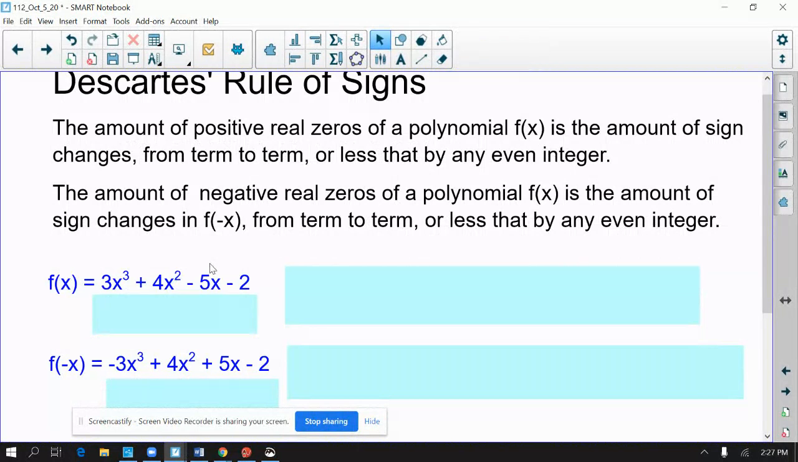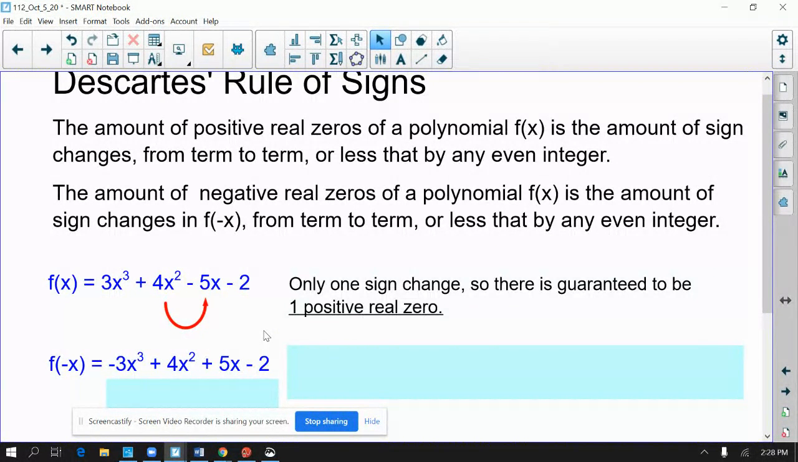How many sign changes were there from positive 3x to the third, all the way to -2? Well, from positive 3 to positive 4, that wasn't a sign change. But from positive 4 to -5, that was a sign change. From -5 to -2, that was not a sign change. So there is exactly one sign change. That means there is one positive zero. This less by an even integer, well, I'll explain that. That'll make more sense in a little bit.